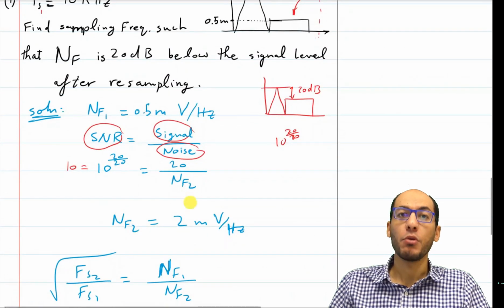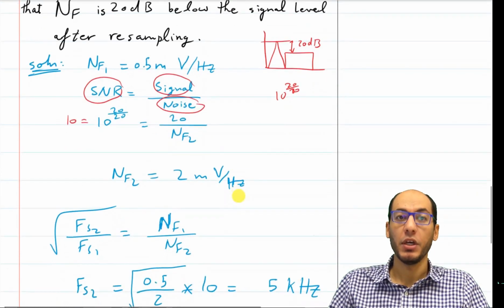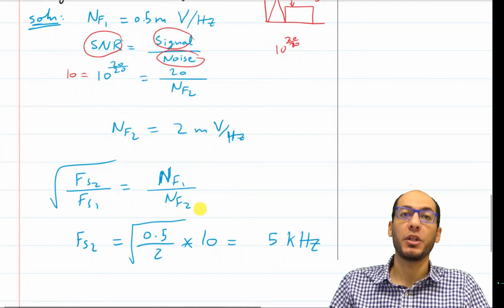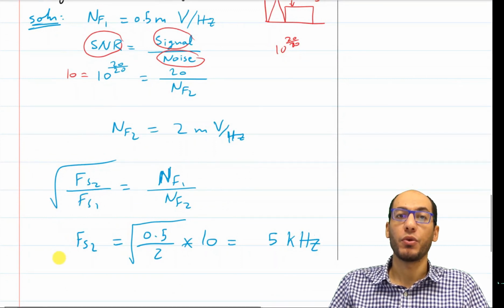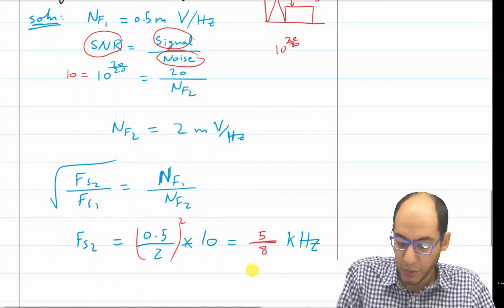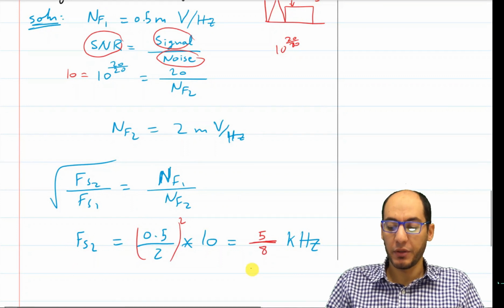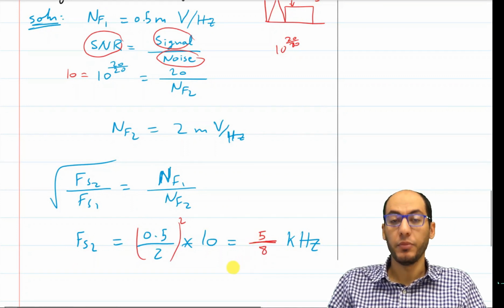Okay, remember that this calculation is done after we do the reduction of sampling frequency. So right now I can substitute in the formula NF1 over NF2 is equal to the reciprocal of the ratios of the sampling frequencies under the square root. Okay, and here I have a mistake. That's 5/8 kilohertz.